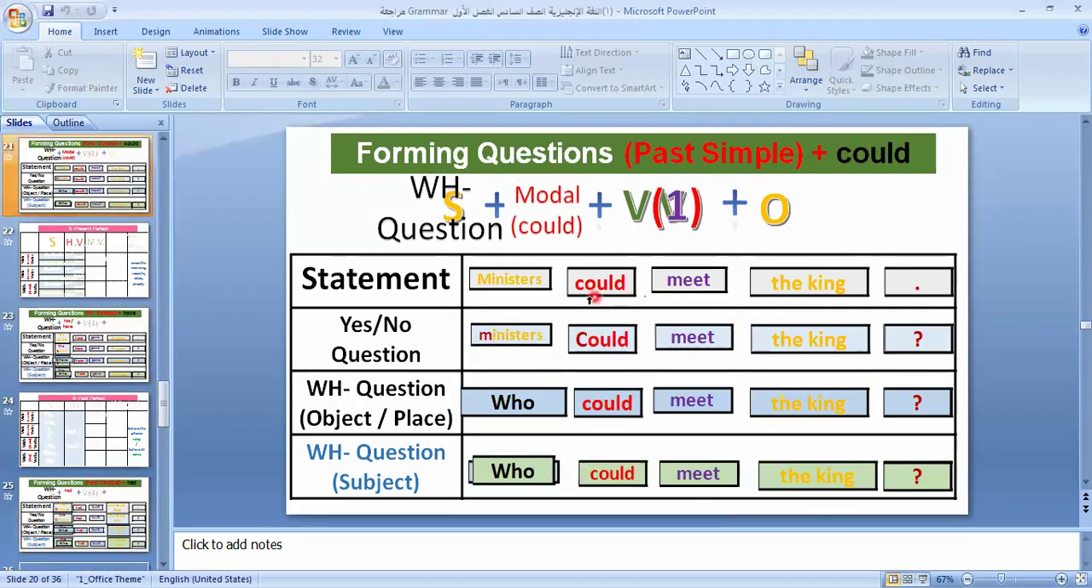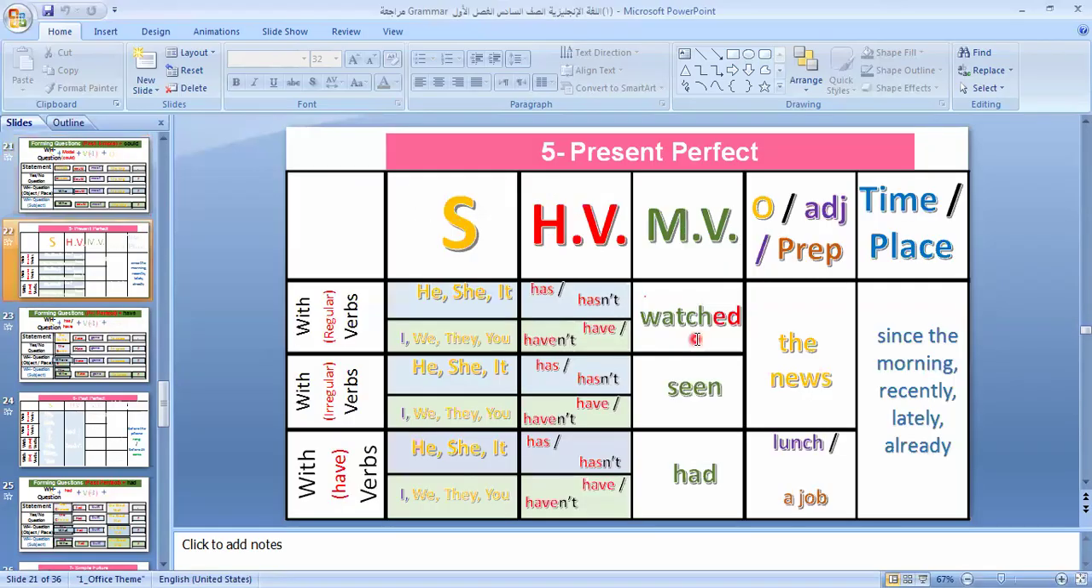When we use the past form of the modal verb like this one, we say, ministers could meet the king. When we make a question, I say, could ministers meet the king? So when we talk about who, I say, who could meet the king? But when we use modals, the modals will be in the past form, but the verbs that come after modals will be in the infinitive form. This is the rule that I would like to note.